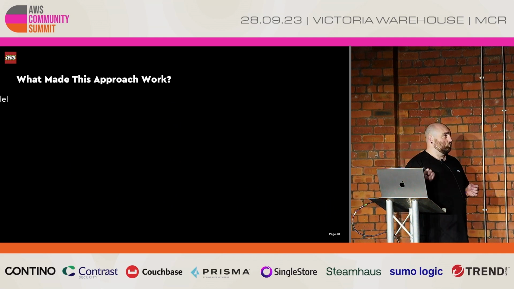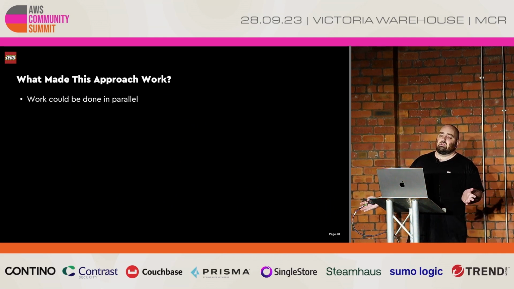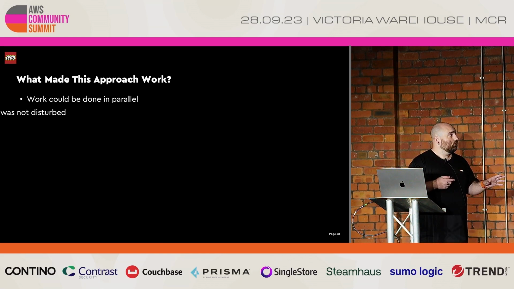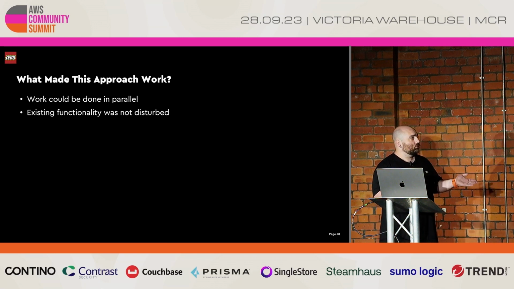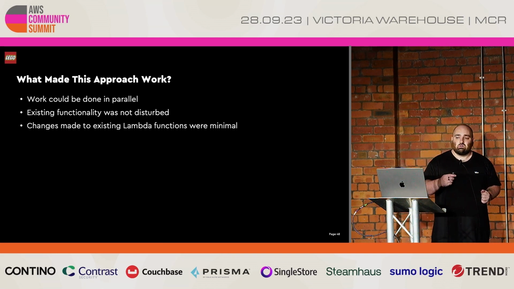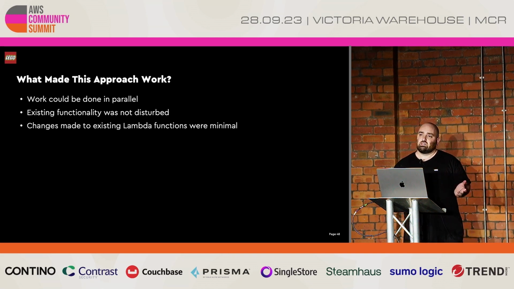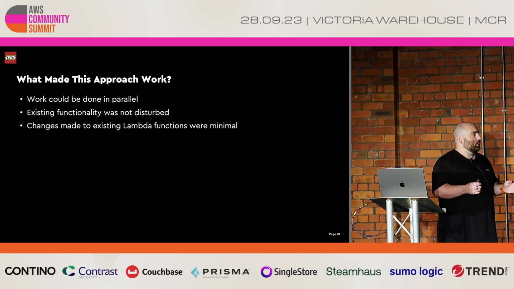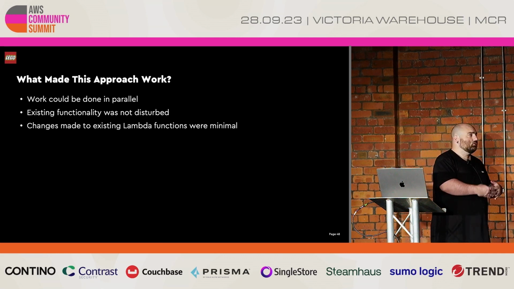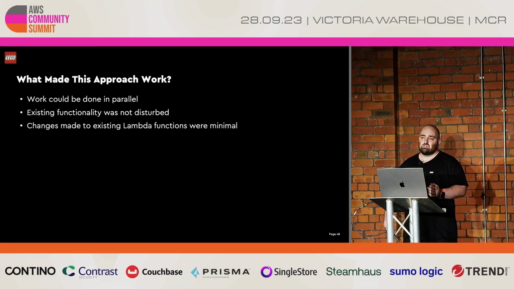So what made this approach work? Work could be done in parallel, which was really handy when it came to development. We could actually push out changes to the step function without impacting the existing flow that was currently running. We didn't disturb that existing functionality as a result of that. Also, the changes made to existing Lambda functions were very minimal. At most, it may have been a couple of lines where we were checking the existence of maybe the VIP parameter or something in the new object that was introduced in the non-insider request payload.